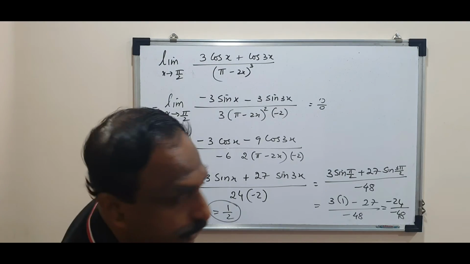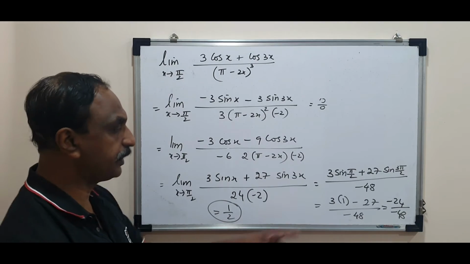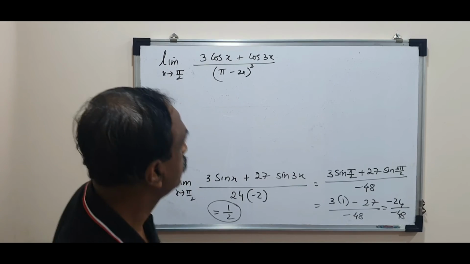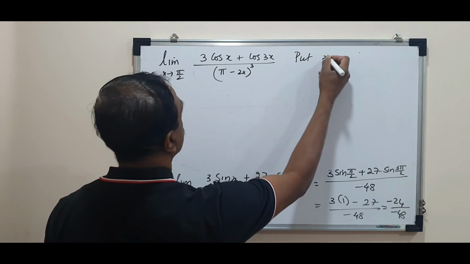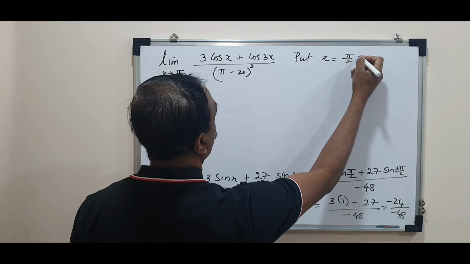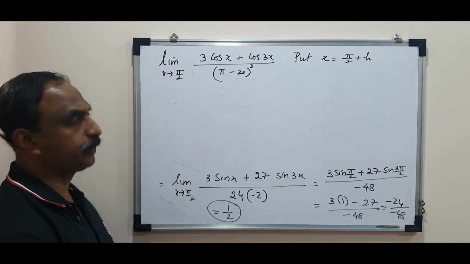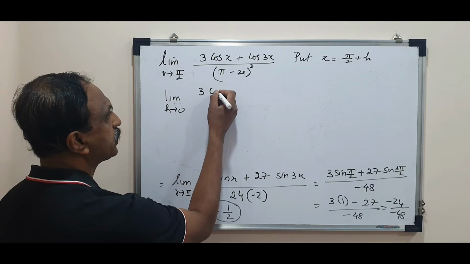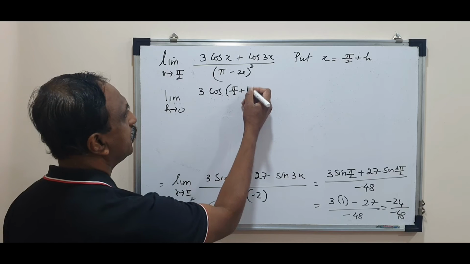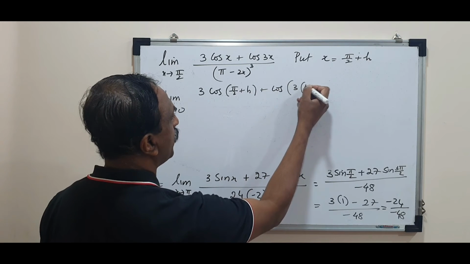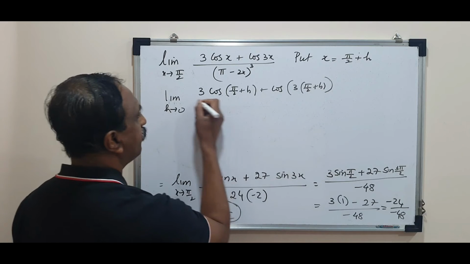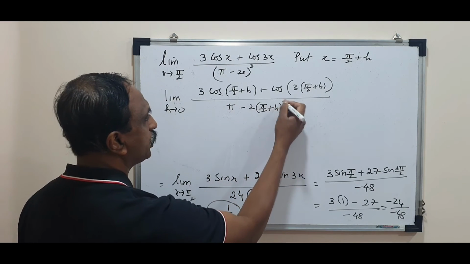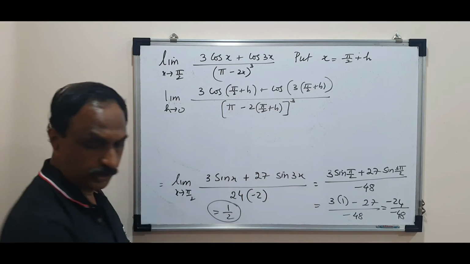Let's see if I do by substitution method, what will be the answer. This is the derivative method answer. Now when I do substitution method, this is how I will be proceeding. I will be putting x as pi by 2 plus or minus h, anything you can write. I put pi by 2 plus h. So this became limit h tending to 0, 3 cos pi by 2 plus h plus cos 3 times pi by 2 plus h divided by pi minus 2 into pi by 2 plus h the whole cube. This will be your answer.